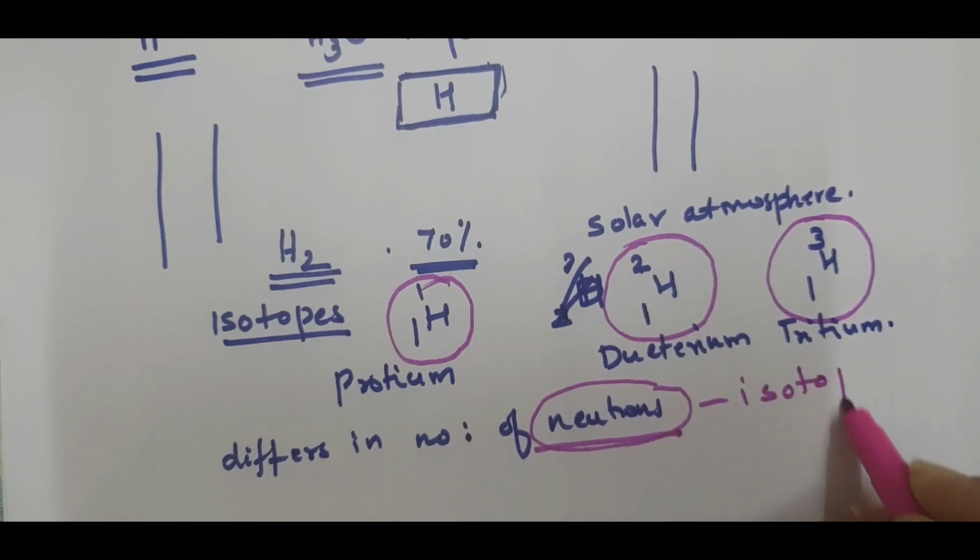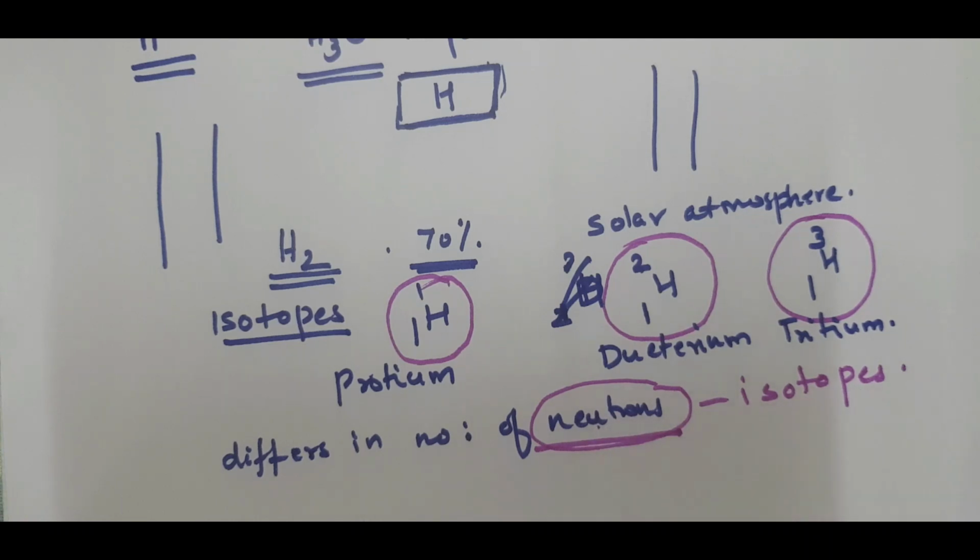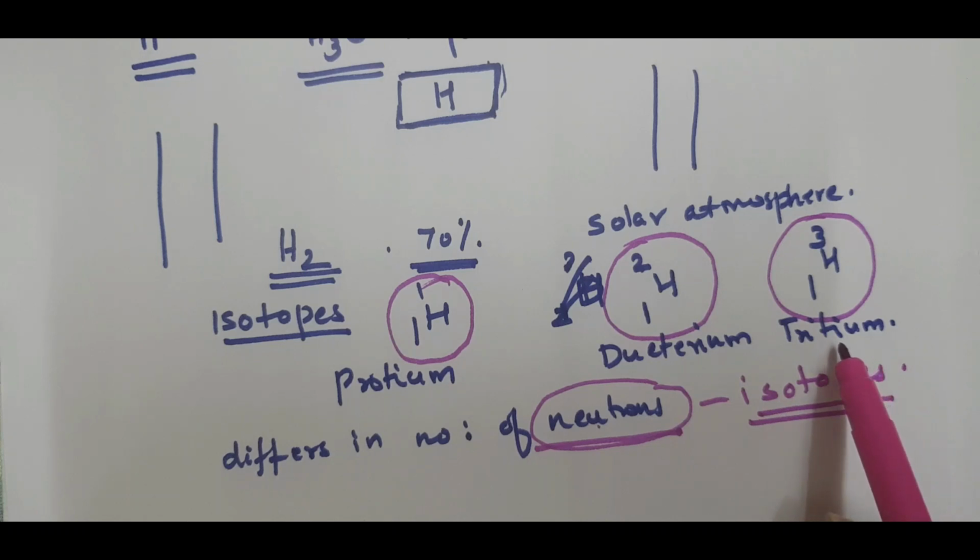The difference in the neutrons will give you the difference in the mass number. So that is why we termed them isotopes. Clear? So this is protonium, this is deuterium or heavy hydrogen, and this is tritium. Clear? Okay, so this is about the isotopes of hydrogen.